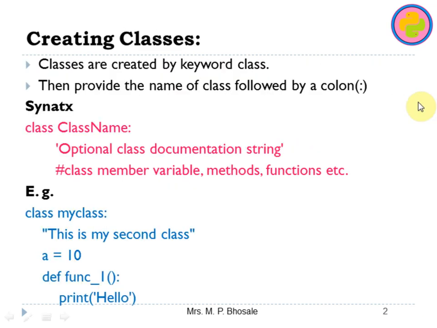For example, class my class, this is my second class. Here this is the docstring. A is equal to 10 is the class member variable, and this def function 1 is the function of the my class. So this is how you can write the class in Python.